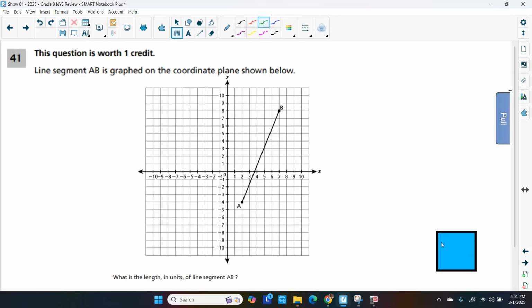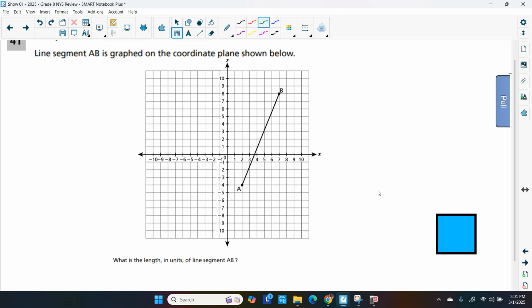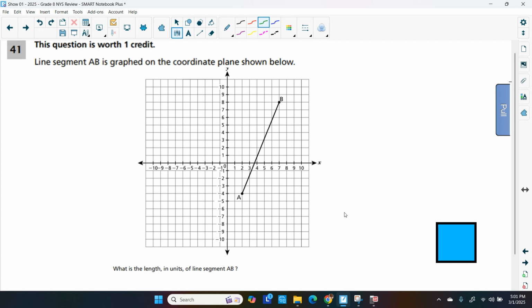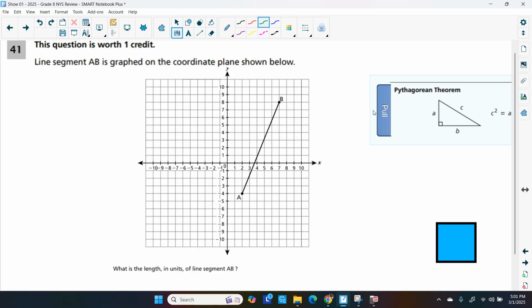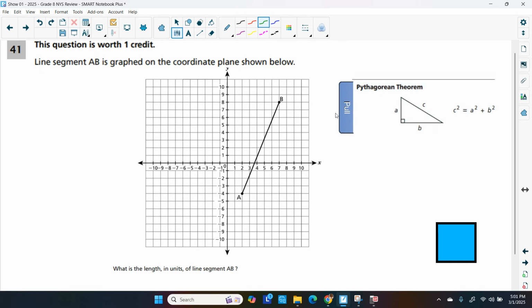This looks bigger, though. The line segment AB is graphed on a coordinate plane shown below. What is the length in units of the line segment AB? So they want to know how long this thing is. Well, it's good that we had our Pythagorean theorem because that dealt with right triangles. You know, we can make a right triangle out of this.